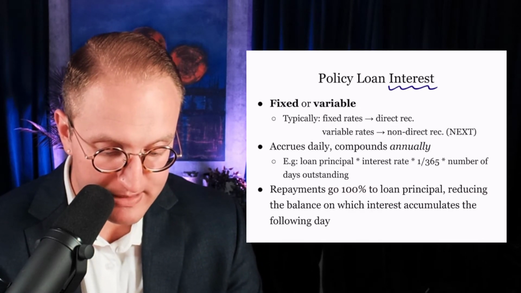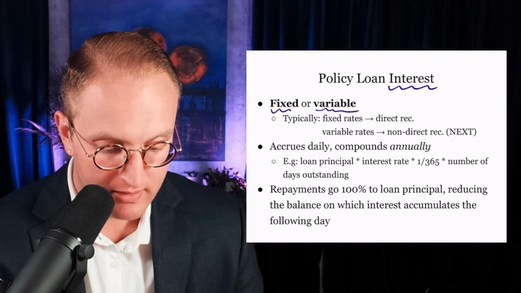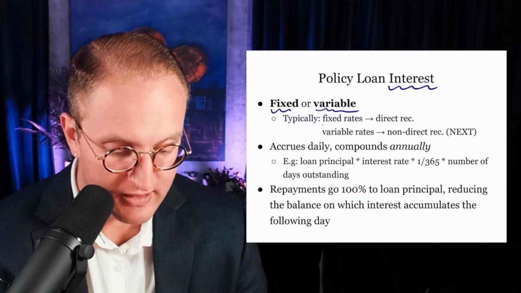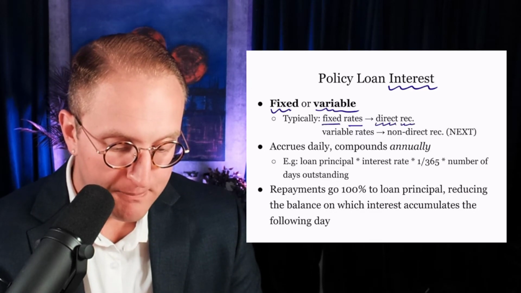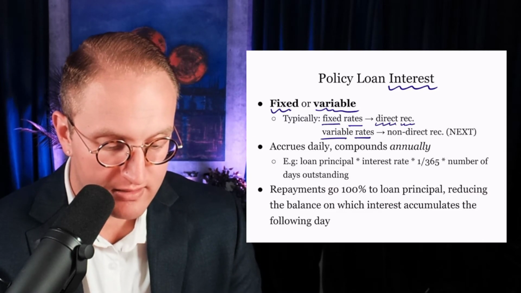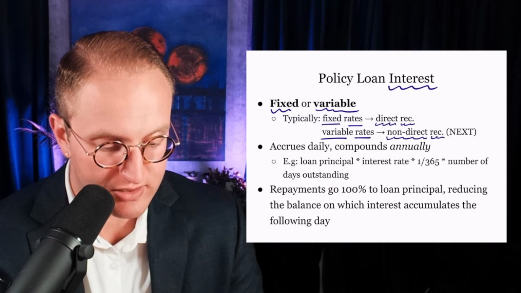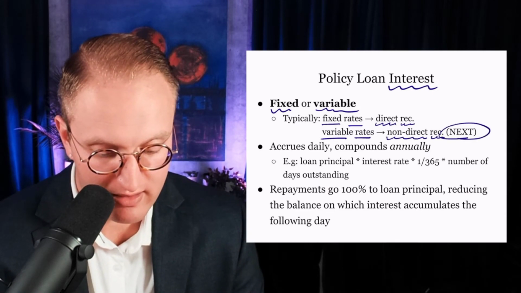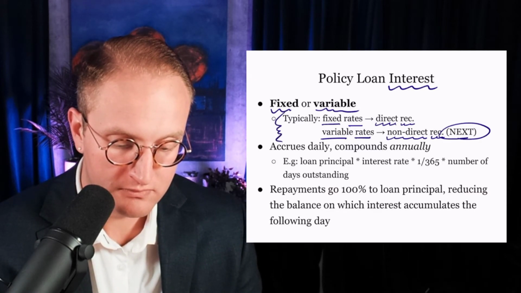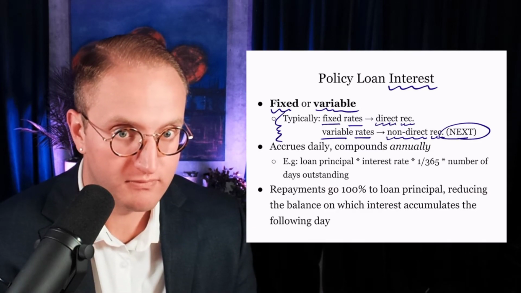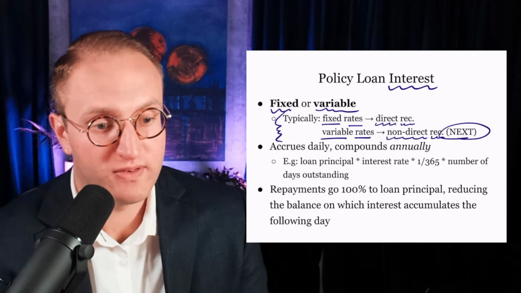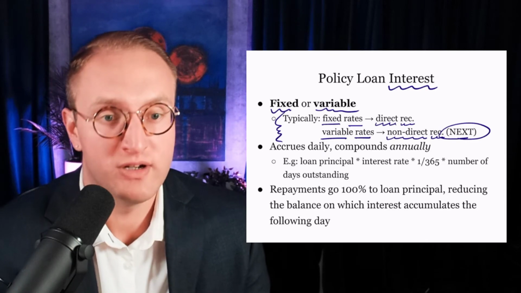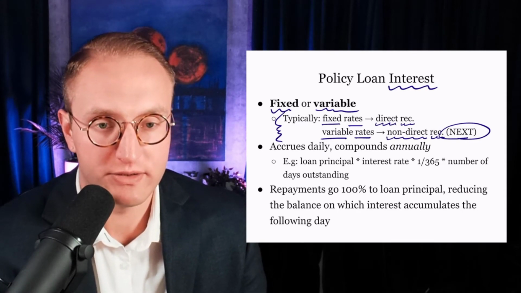Look, policy loan interest rate regimes can be fixed or they can be variable. Typically, if a company offers policy loans at fixed rates, then the company will typically treat that policy with direct recognition. If the company offers loans at variable rates, the company will typically treat that policy with non-direct recognition. We'll talk about this next time. Just understand, since we're talking about interest, we got to mention that here. This is generally the case. If I can get loans at fixed interest rates, my policy is probably treated with direct recognition. If the company's going to tell me what the interest rate's going to be and that rate can change, my policy probably receives non-direct recognition.